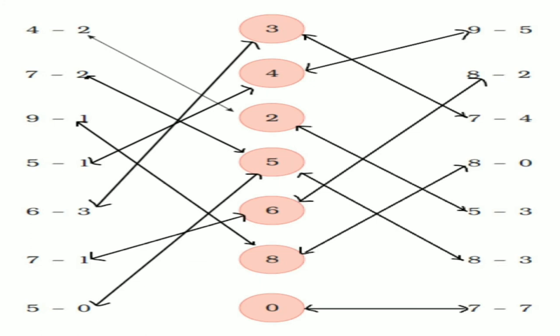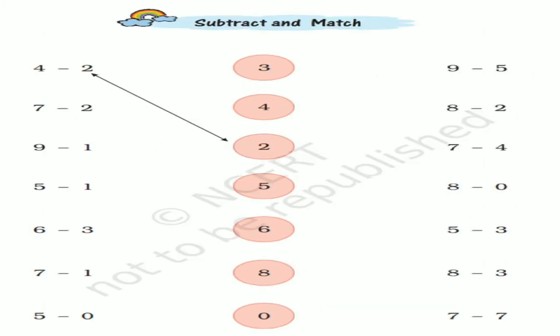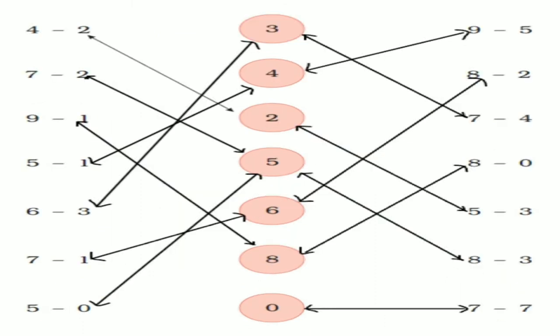Next, 5 minus 3. Let us count from 3 to 5. 4, 5. We have counted 2 numbers. So 5 minus 3 is equal to 2.